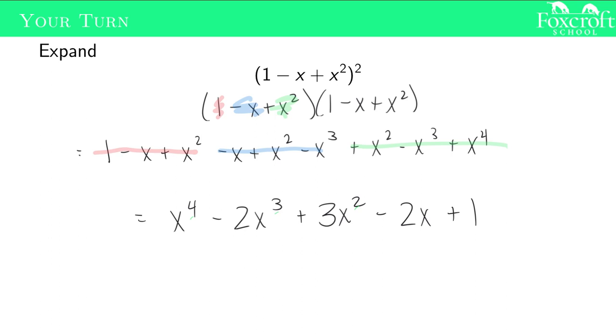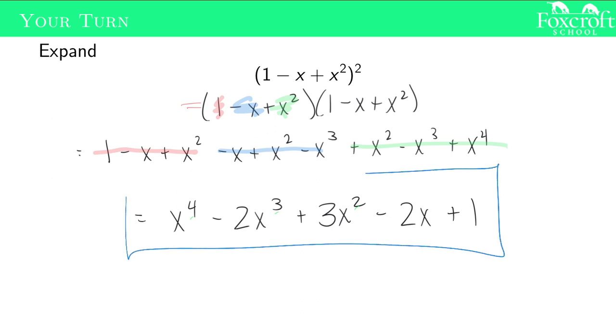So, this one, again, we're doing a squared, so you can rewrite it as this thing multiplied by itself. I would distribute the 1 in to get these first 3 terms, distribute the minus x in to get the next 3 terms, distribute the x squared in to get the next 3 terms. And then combining all the like terms gets us down here to our final answer.